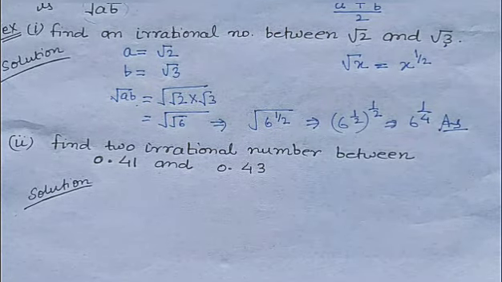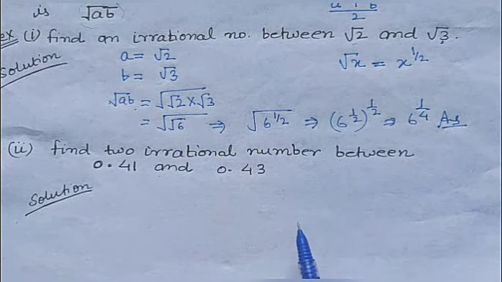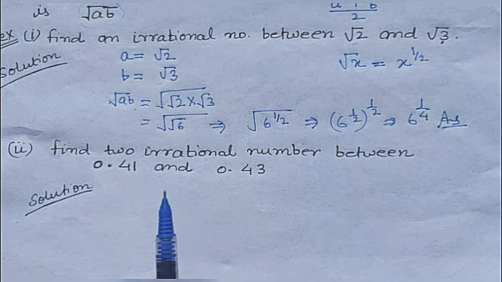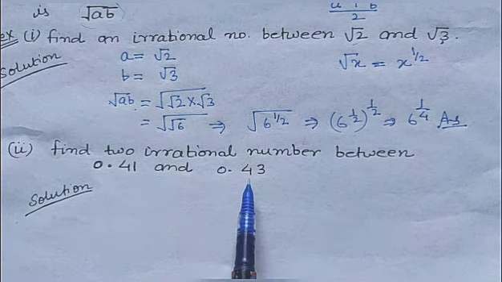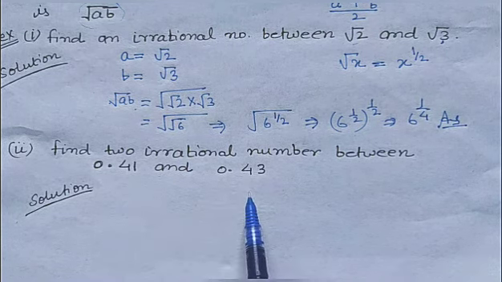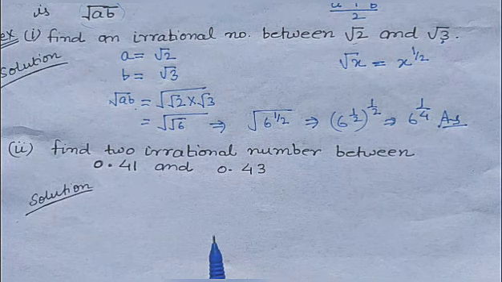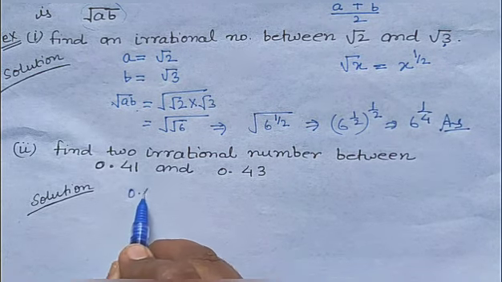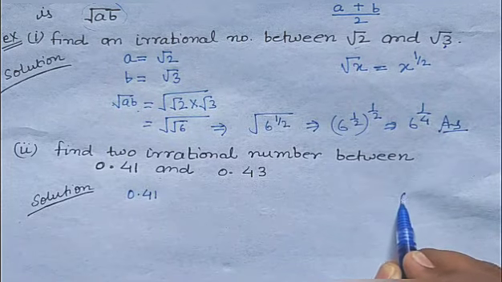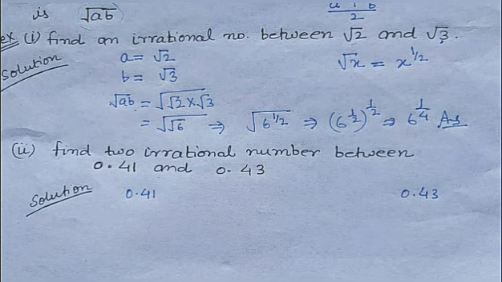Now the second example is: find two irrational numbers between 0.41 and 0.43. It means we have to write two irrational numbers between these two numbers. These numbers are rational, since 0.41 is a terminating decimal. See students, there is a very easy method to write an irrational number. We have 0.41 and 0.43, and we have to write two numbers between them that should be irrational.